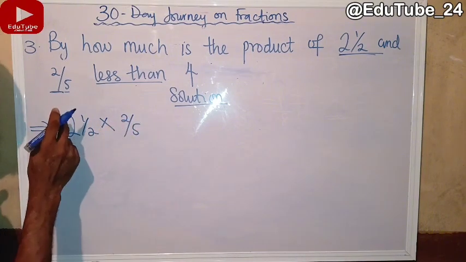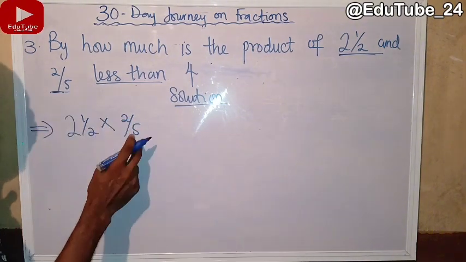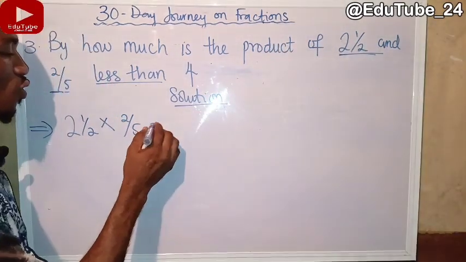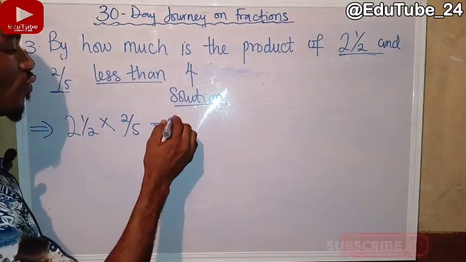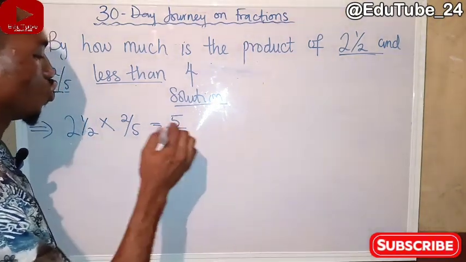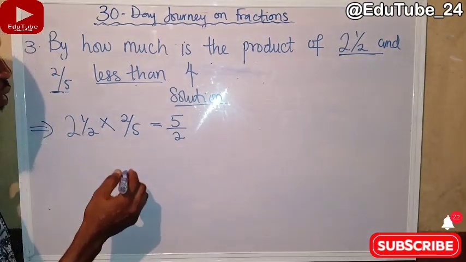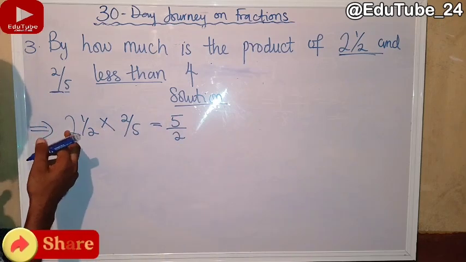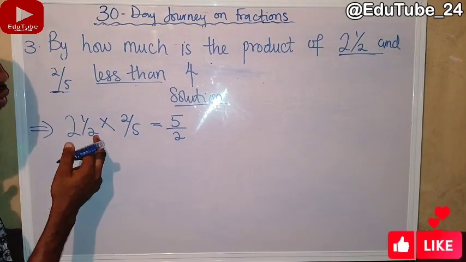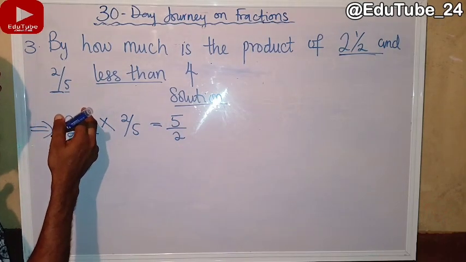Product means times. So 2 whole number 1 over 2 times 2 over 5, which is the product of this. And then we convert this mixed number into an improper fraction, and that will give us what? 5 over 2. If you still don't remember how to convert a mixed number to an improper fraction, don't forget, you multiply the whole number by the denominator, then you add it to the numerator.